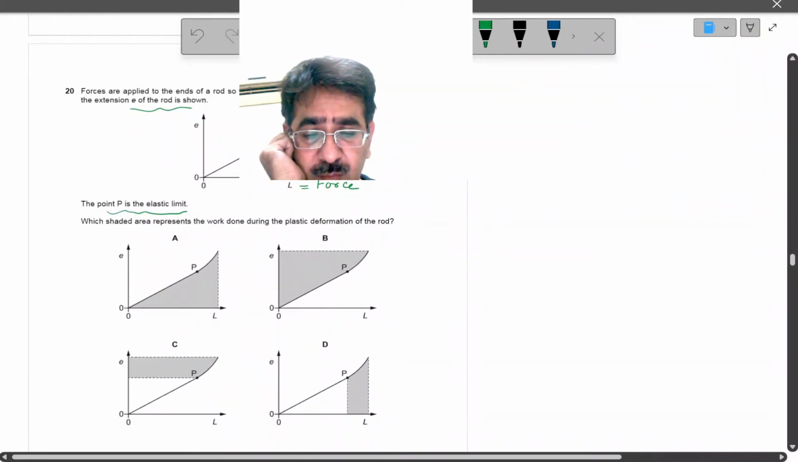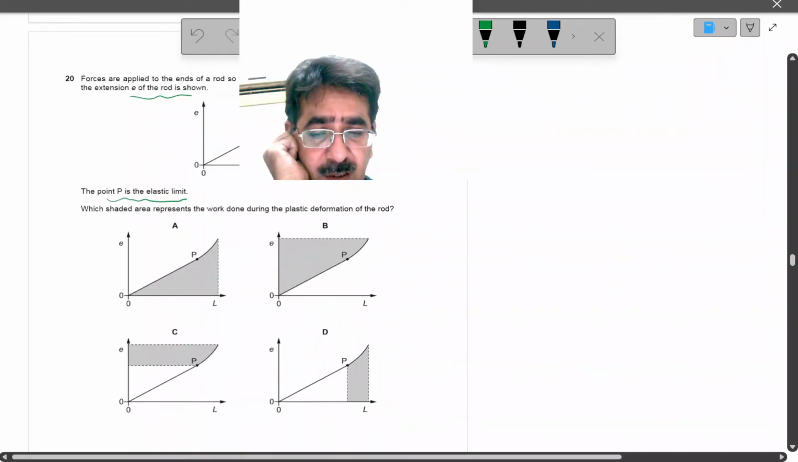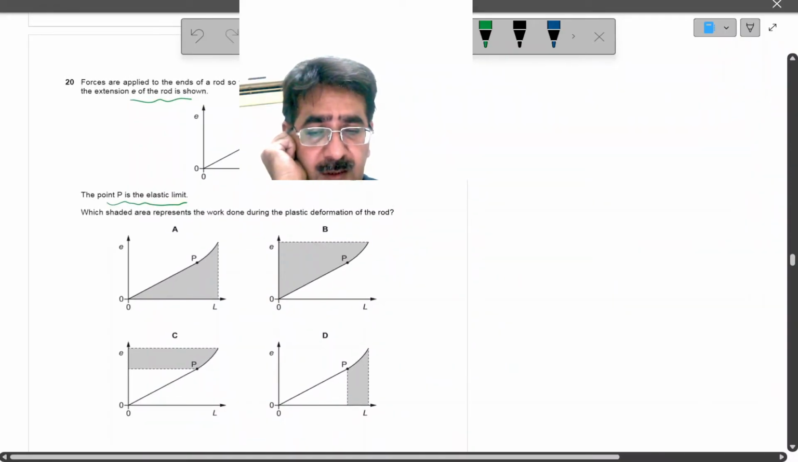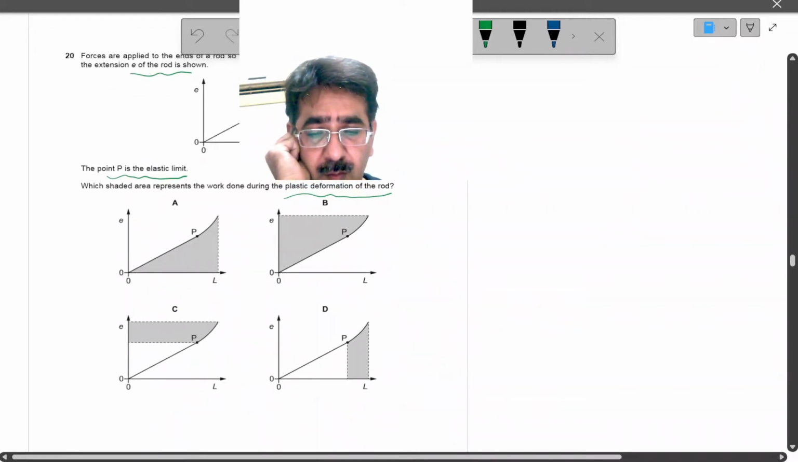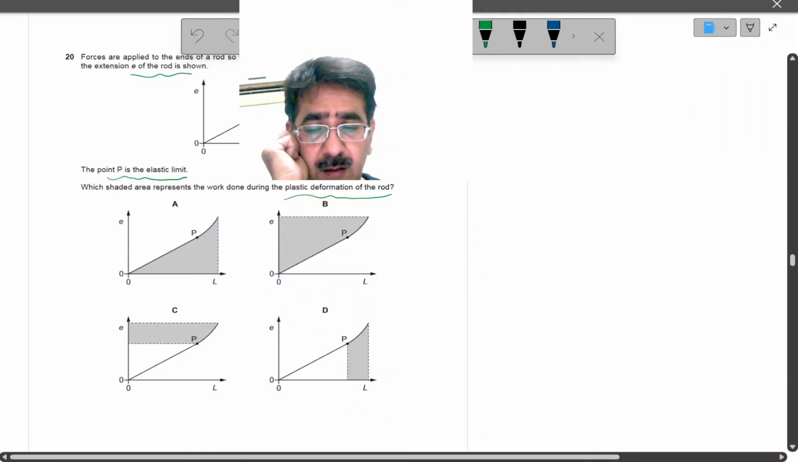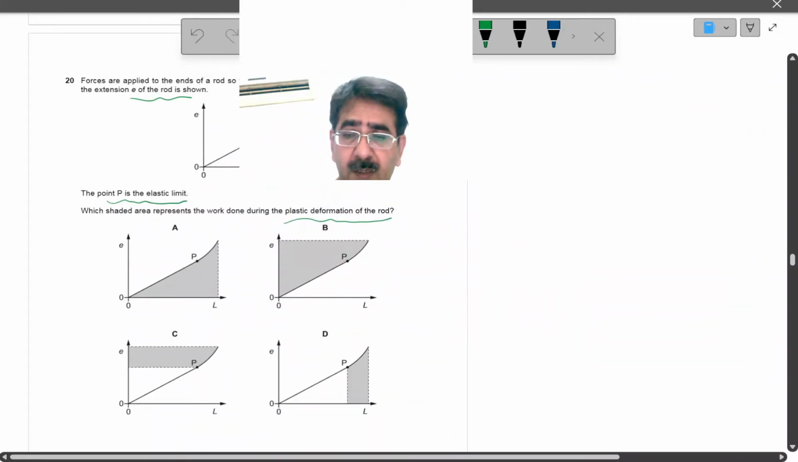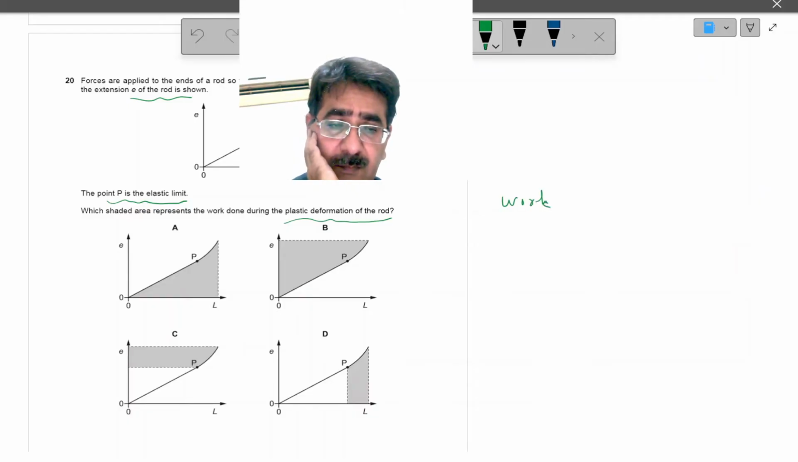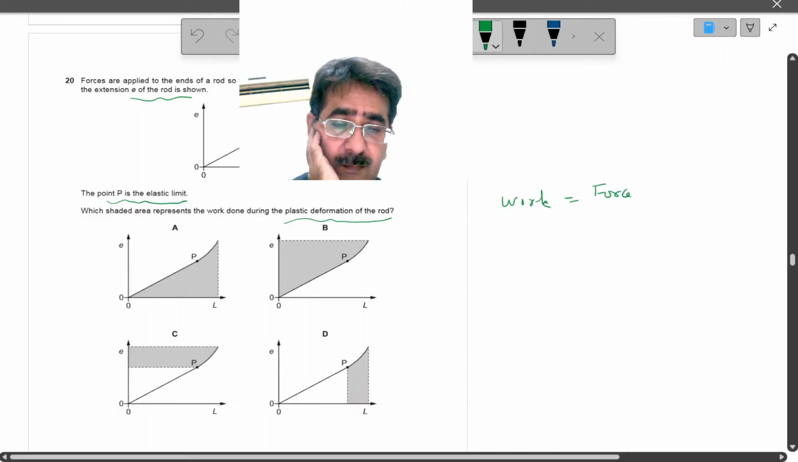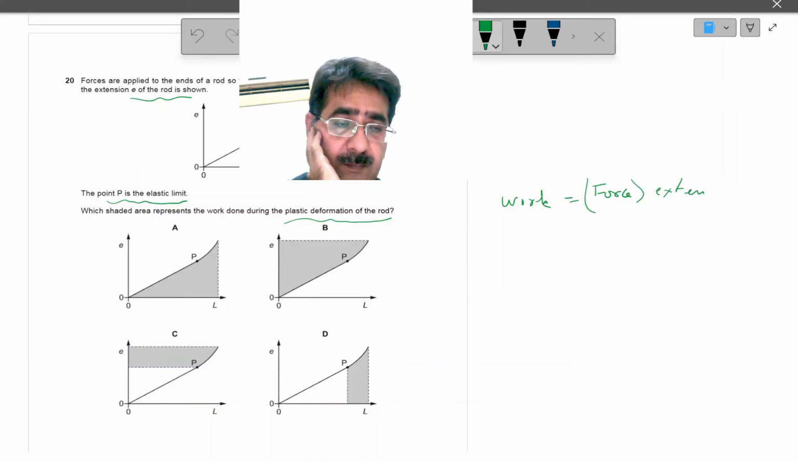So which area should represent the work done during the plastic deformation of the rod? As we know, work is force multiplied by extension. Which area represents the work done during the elastic deformation? That will be force multiplied by extension. Work will be force multiplied by extension.